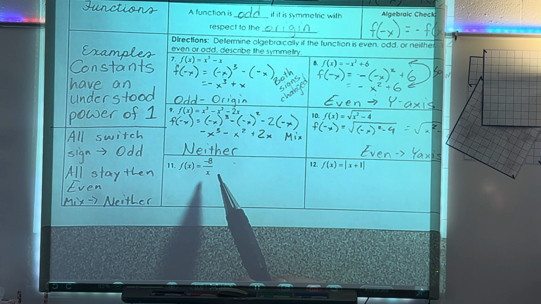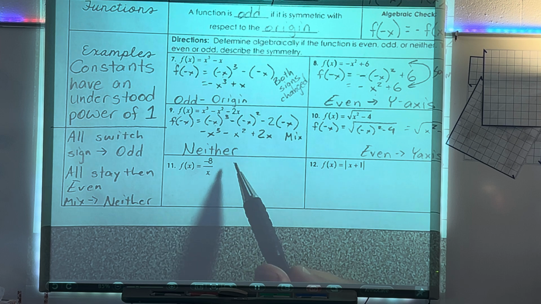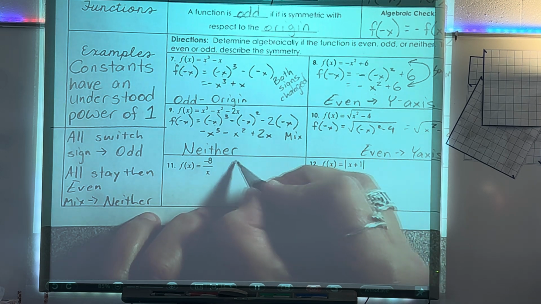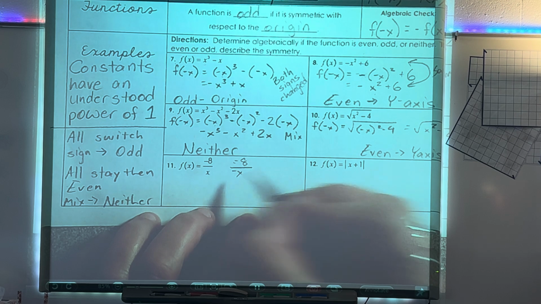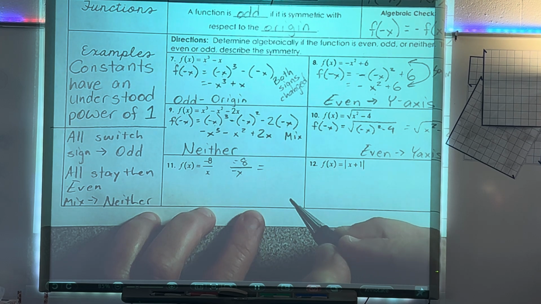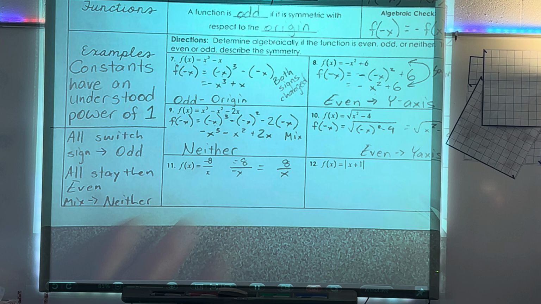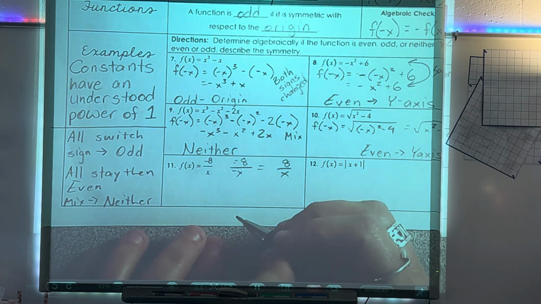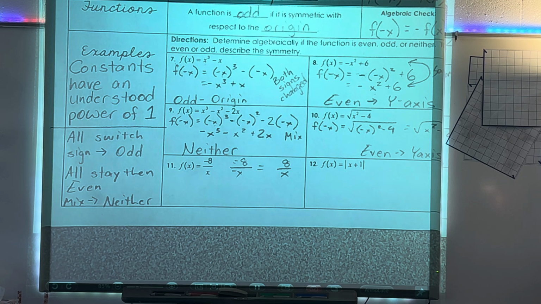Yes? Alright, so what happens when things change? It's going to be odd, right? Like we've already decided, we already know that's what it should be. So if I go in and I plug it in, I can prove it. Negative 8 over negative x is going to give me positive 8 over x. Everything in the problem changed, right? Wait, I didn't see. The 8 became positive, did it not? Yeah, but it's a positive x.